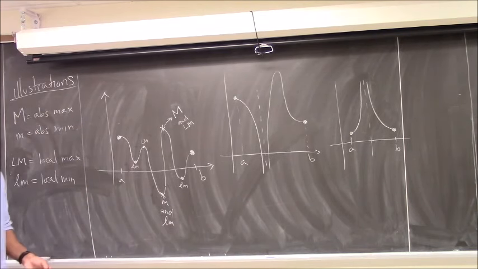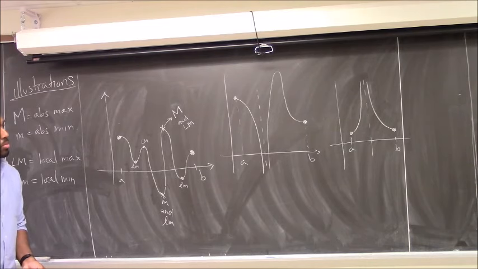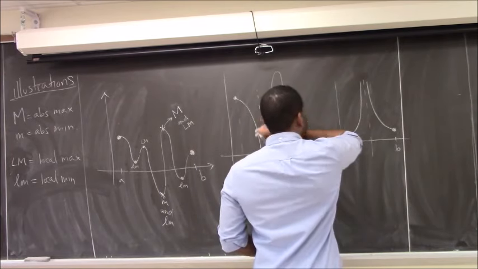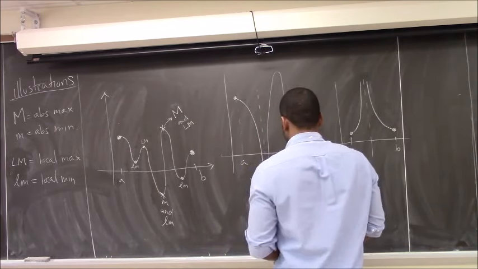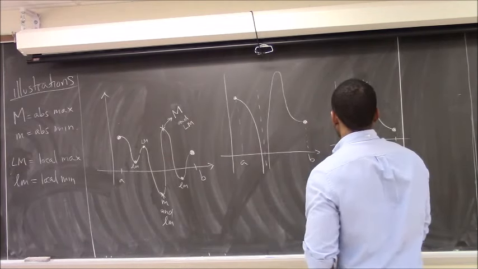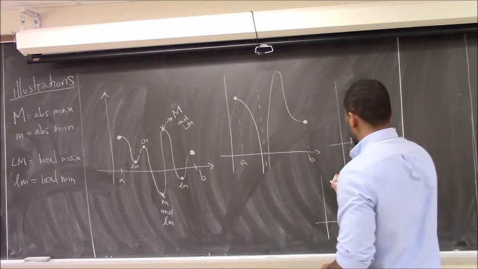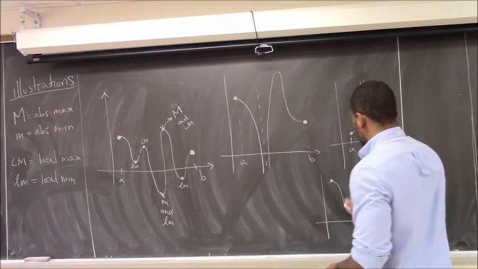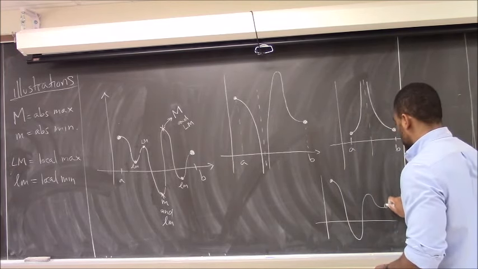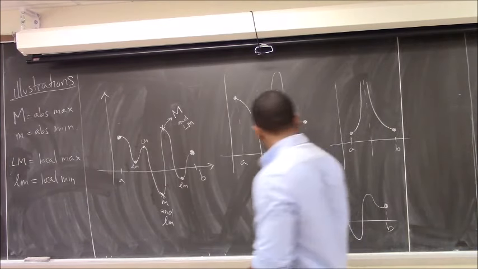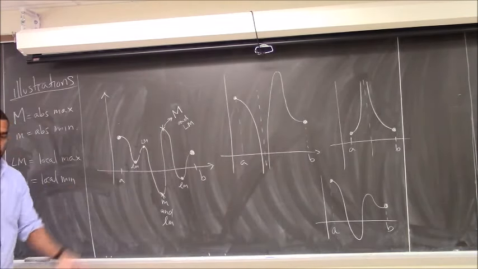What about the endpoints? You don't include those? In this case, they're not anything, but the endpoints are actually important, so I'll give another illustration. Let's do something like this. That's your A, that's your B. But in this case, the endpoints don't really matter to us.